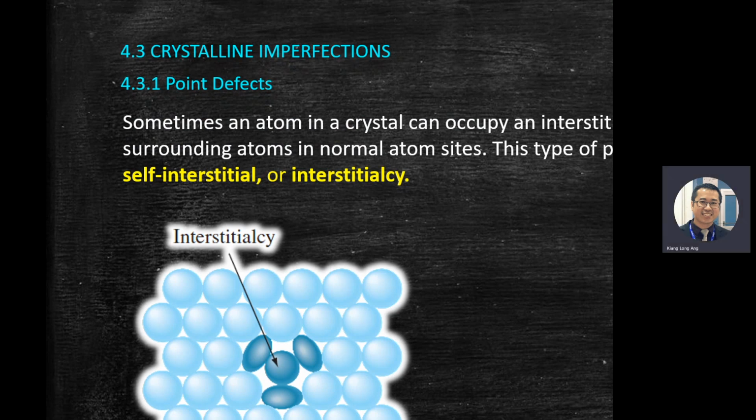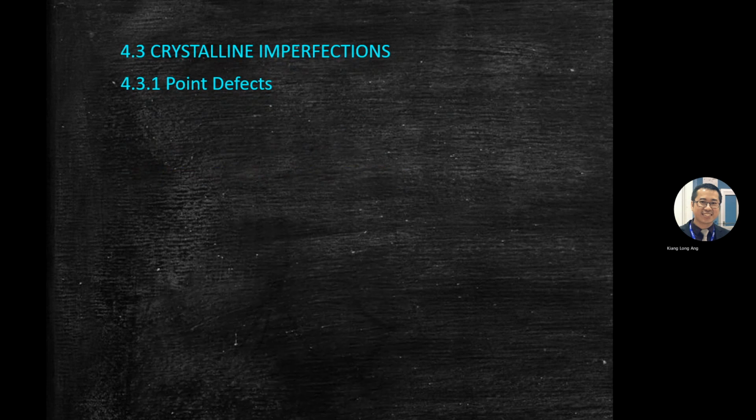Next one, point defect. Just now it was the missing atom, right? This one is a missing atom. A point defect can also be defined as additional atoms or an alien atom in the atomic site. It can be a small space, or it can be an alien atom, not the same material as the surrounding atoms. It can be two things: a space, or an additional atom.